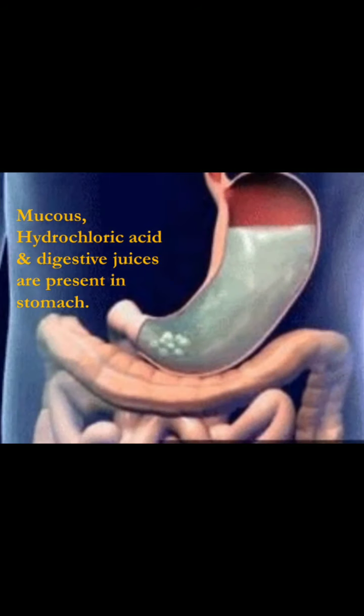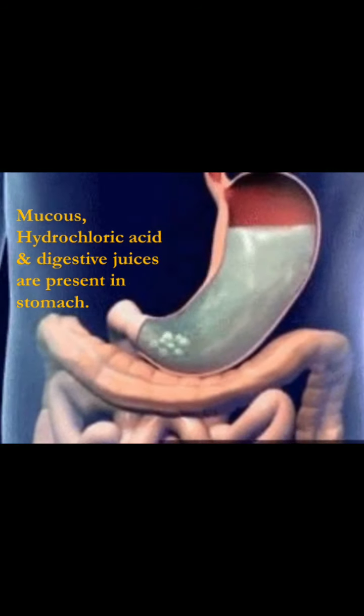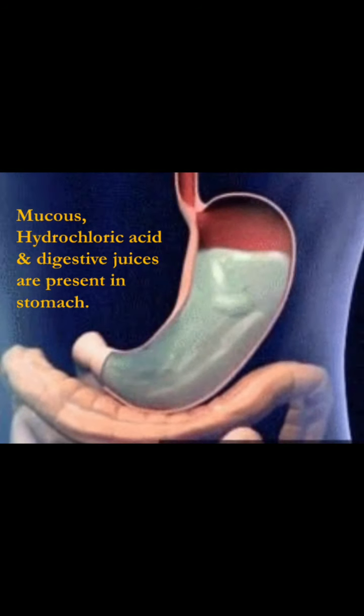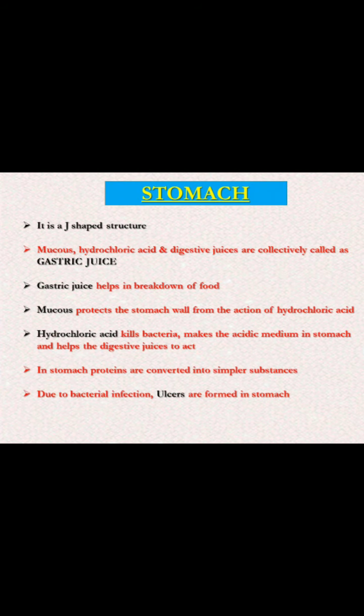Let's talk about the stomach. It is a J-shaped structure in which the gastric juice is present. Gastric juice is a collection of mucus, hydrochloric acid and digestive juices secreted by the stomach wall. Gastric juice helps in breakdown of food. We have different functions of all these components. Mucus protects the stomach wall from the action of hydrochloric acid.